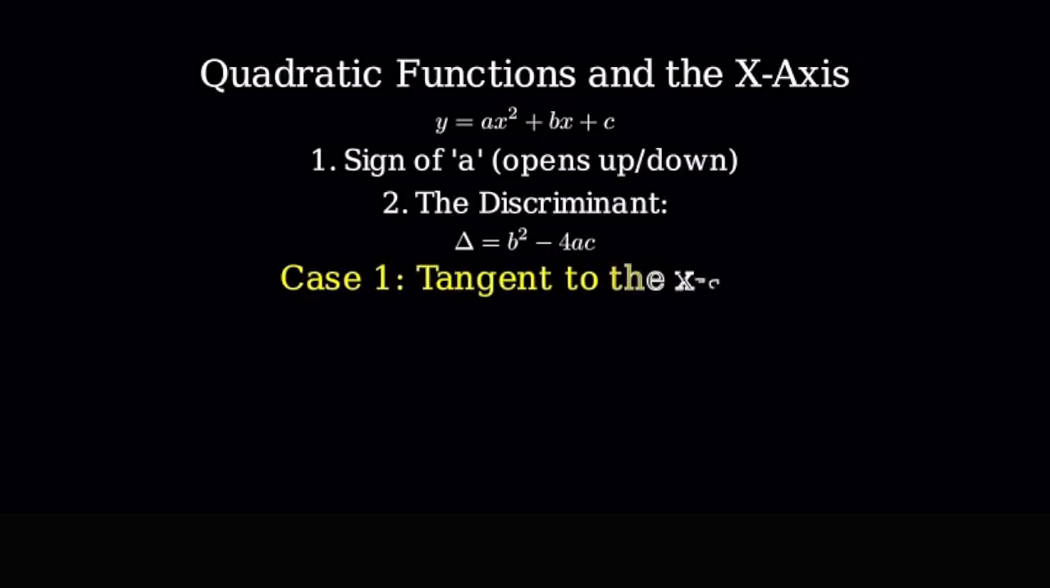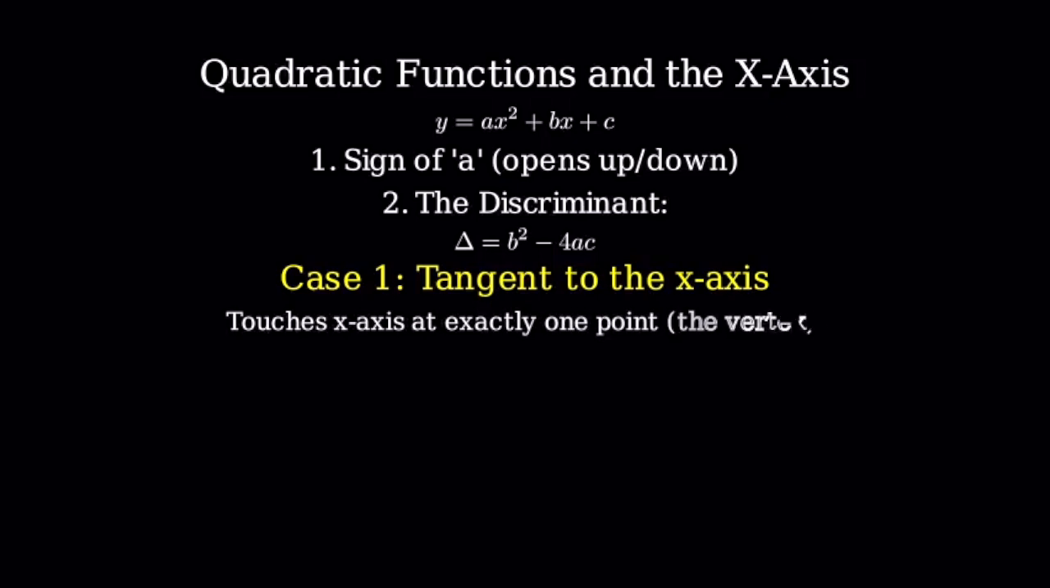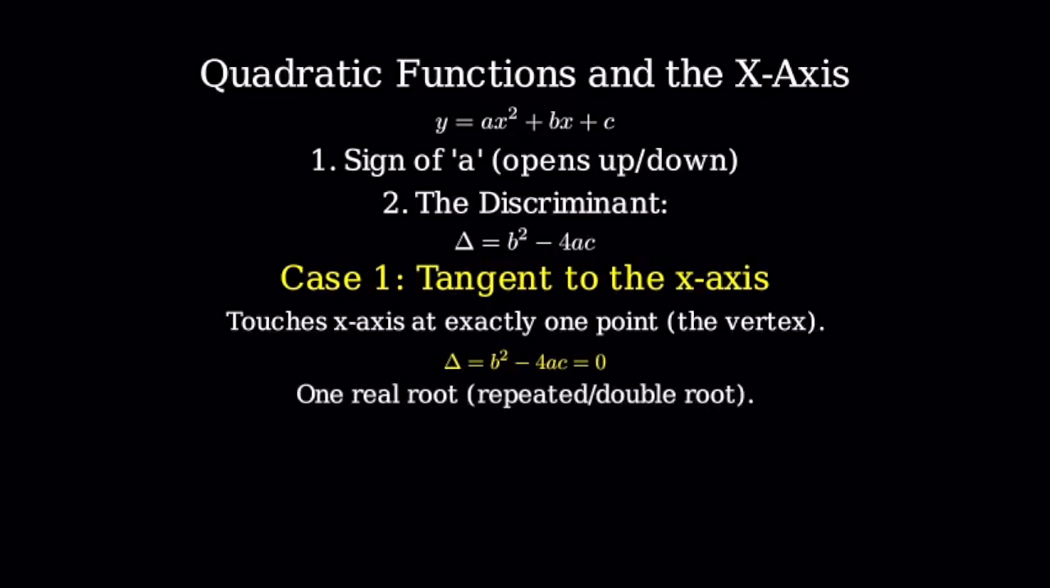First, let's consider when the parabola is tangent to the x-axis. This means it touches the x-axis at exactly one point, which is the vertex of the parabola. This happens when the discriminant is equal to 0. In this case, the quadratic equation has exactly one real root, often called a repeated or double root.